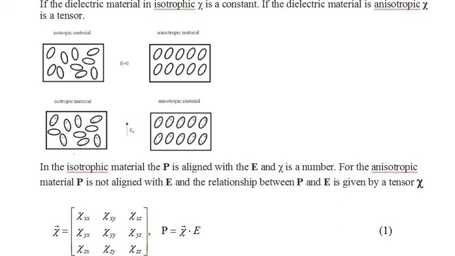The molecules in an anisotropic dielectric are aligned in the absence of an electric field. The induced electric field created by E does not directly oppose E, but is a function of the angle between the alignment of the molecules in the material and E. In this case, chi is a tensor, and the induced electric field is given by chi times E, as shown in equation 1.